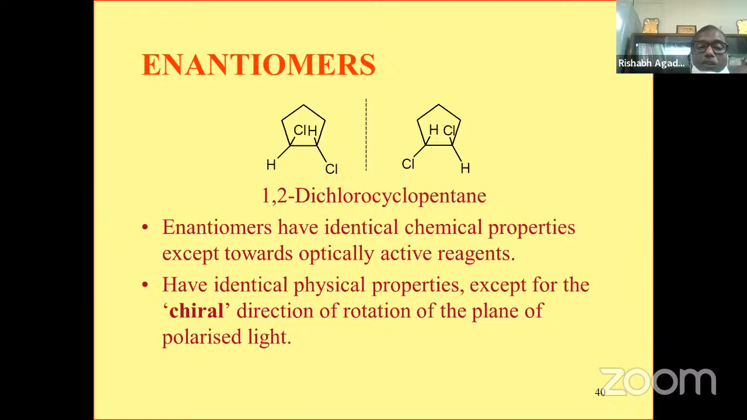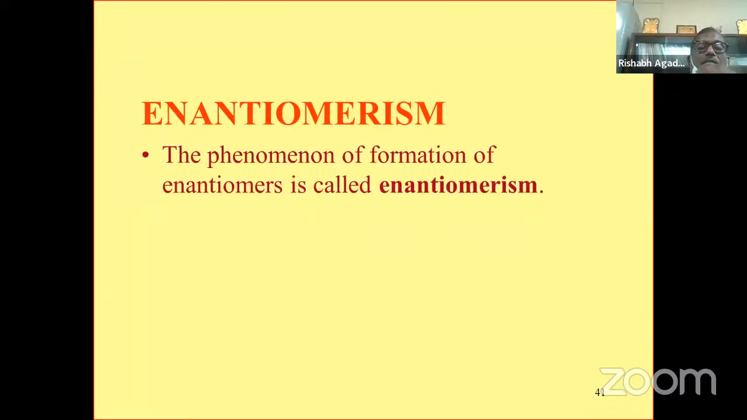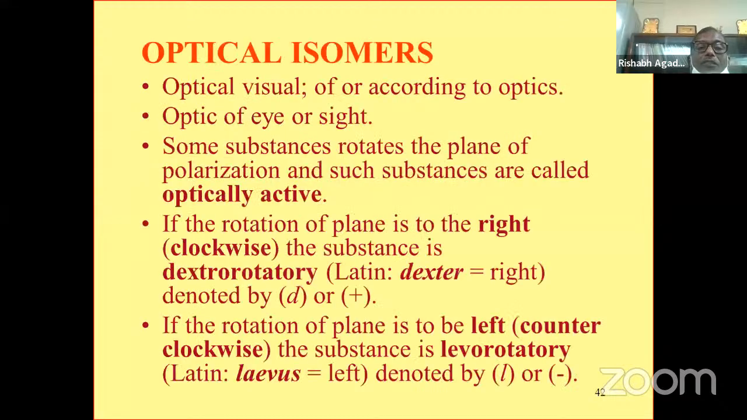1,2-dichlorocyclopentane. Enantiomers have identical chemical properties except toward optically active reagents, and have identical physical properties except for the direction of rotation of the plane of polarized light. The phenomenon of formation of enantiomers is called enantiomerism. It is that simple: isomers, isomerism, stereoisomers, stereoisomerism, enantiomers, enantiomerism. In that way you can remember it.